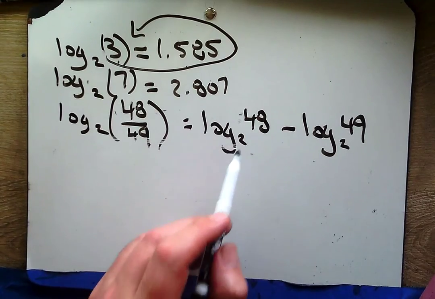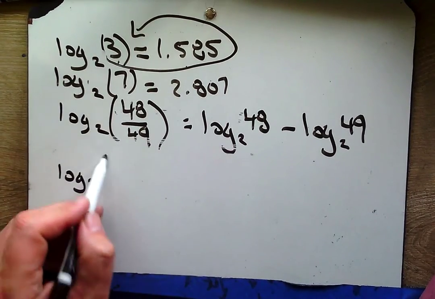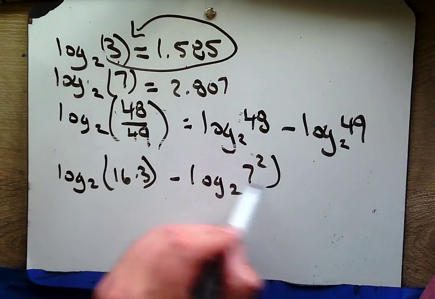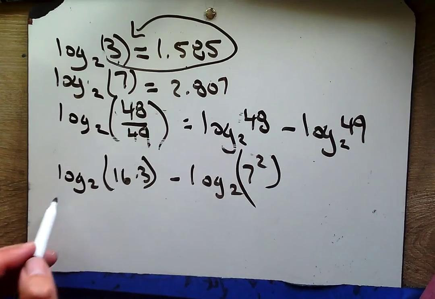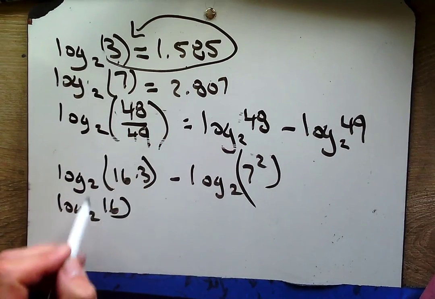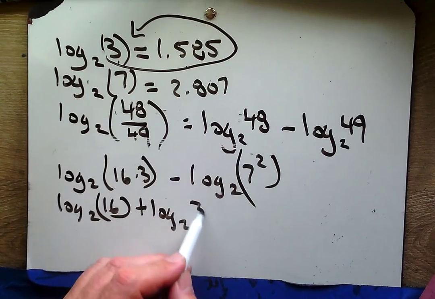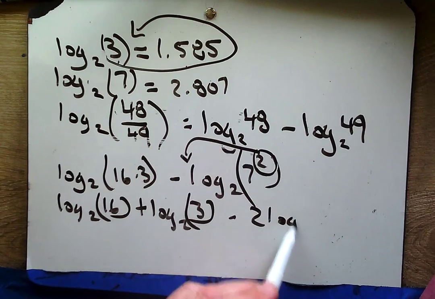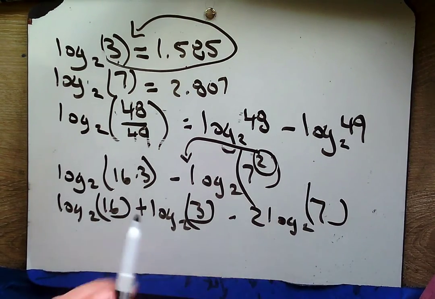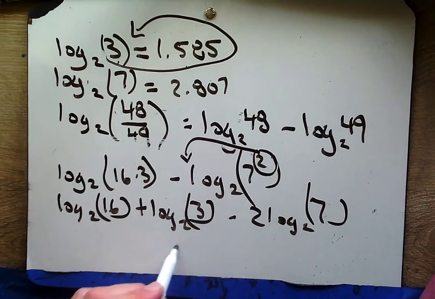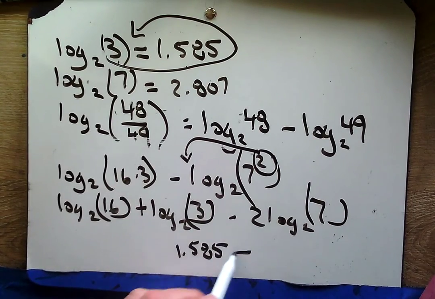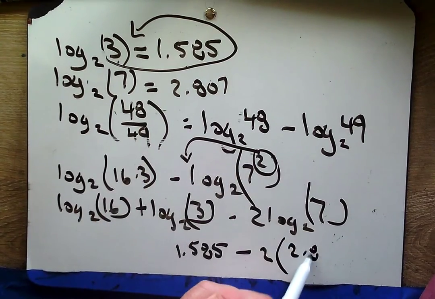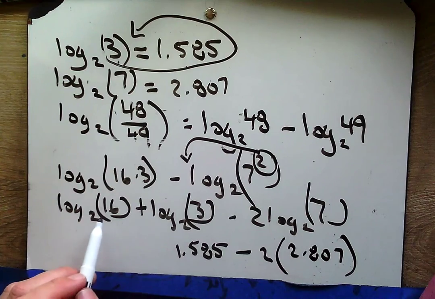So remember that this is log base 2 of 16 times 3 minus log base 2 of 7 squared. This can be broken up into log base 2 of 16 plus log base 2 of 3 minus, power rule, 2 log base 2 of 7. Now we've already seen that log base 2 of 3 is 1.585 minus 2 times log base 2 of 7. There it is, 2.807.